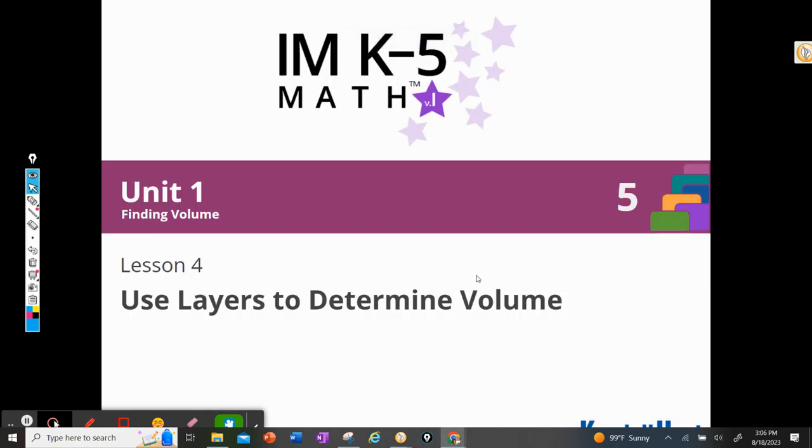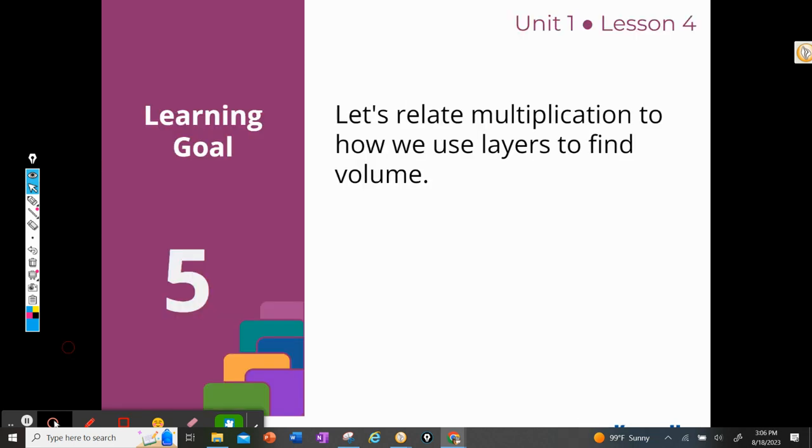Hi, this is Mrs. Lemoyne again, and we're going to do Grade 5, Unit 1, Lesson 4, Use Layers to Determine Volume. Our lesson goal today is to relate multiplication to how we use layers to find volume.